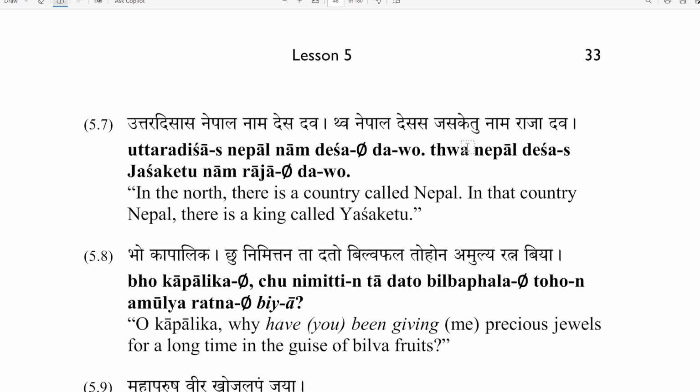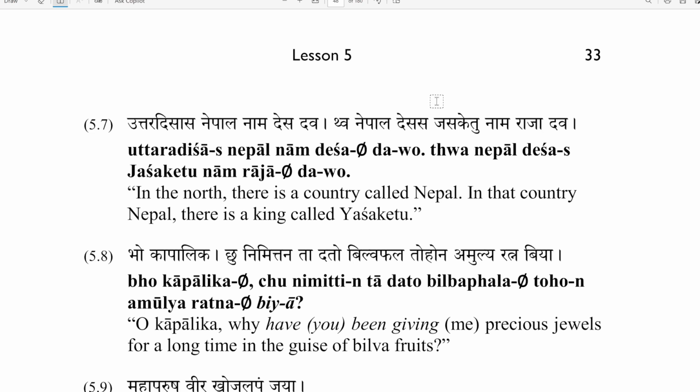Next: Nepal Desha sa Jasakedu Nama Raja Davo. Nepal Desha sa: Desha again is country, with the locative. In this Nepal country, Jasakedu is a proper name. It's the name of the king. So Jasa is Yashas in Sanskrit, that's fame or glory.